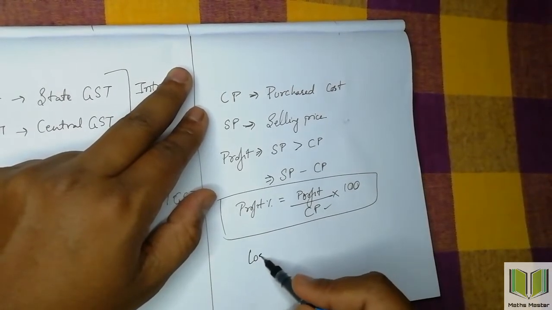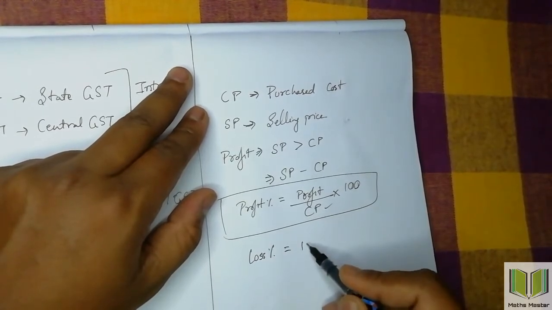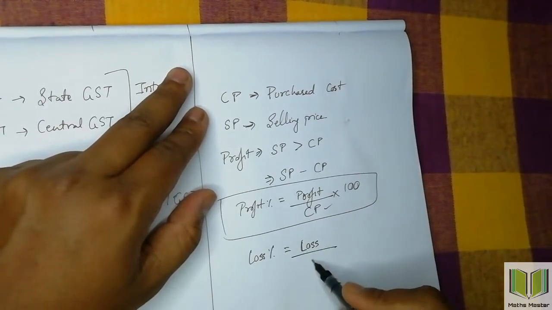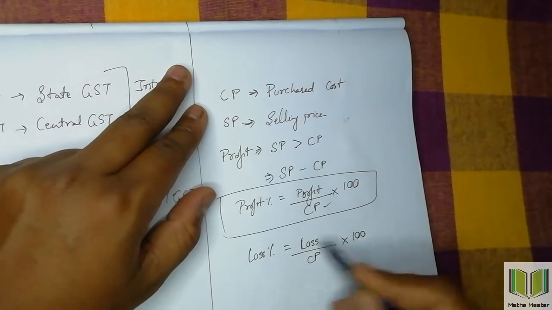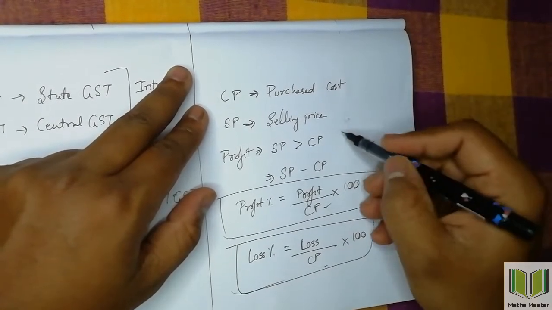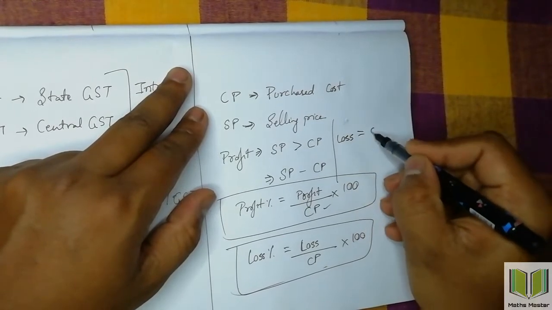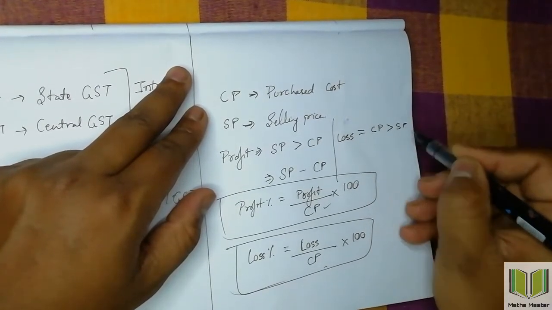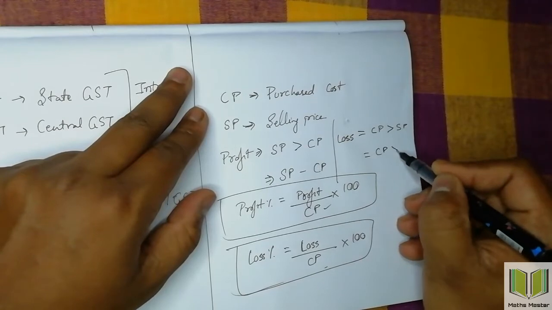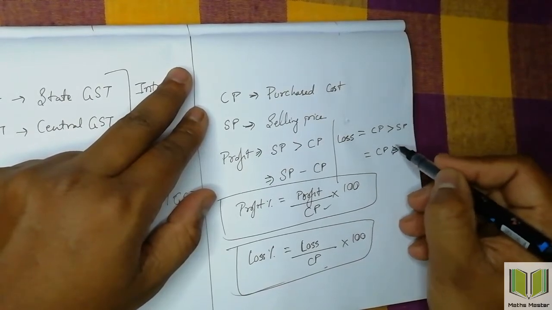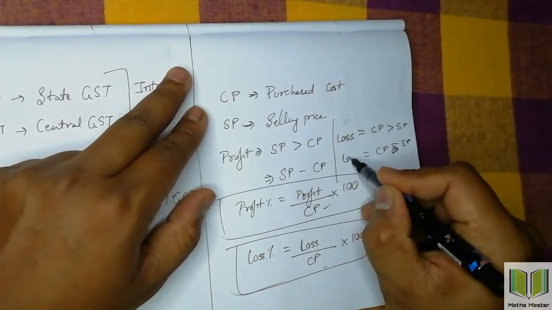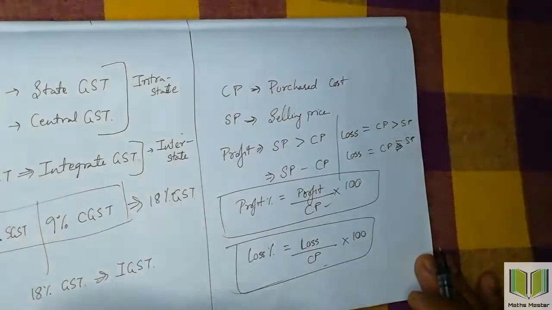So loss percentage will be equal to loss over CP multiplied by 100. And now what is this loss? Loss is the exact opposite of this. When the cost price is more when compared to selling price, obviously it's a loss. I'm paying more than what I'm selling it for. CP minus SP will give me my loss value. I hope this part is clear.